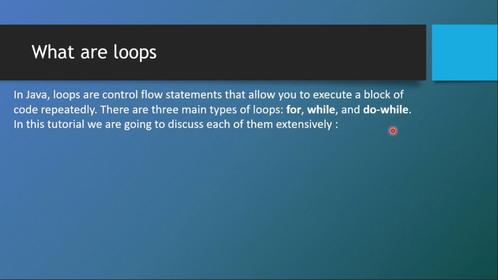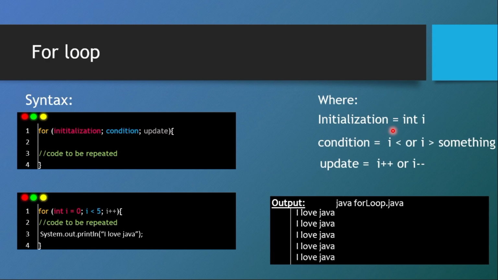So, what are loops? Well, in Java, loops control the flow of statements that allow you to execute a block of code repeatedly. There are three main types of loops. There is the for loop, the while loop, and the do while loop. And in this tutorial, we are going to discuss each of them extensively.